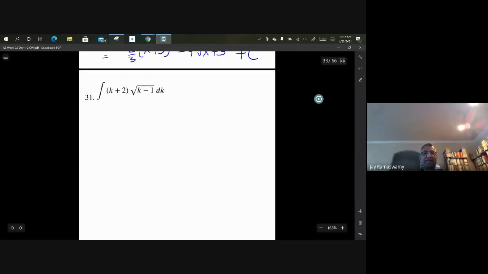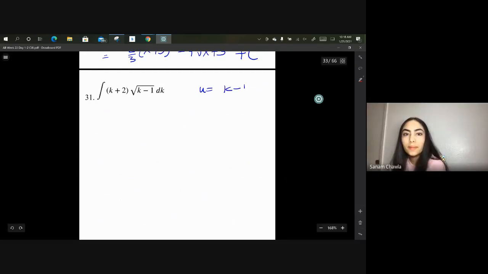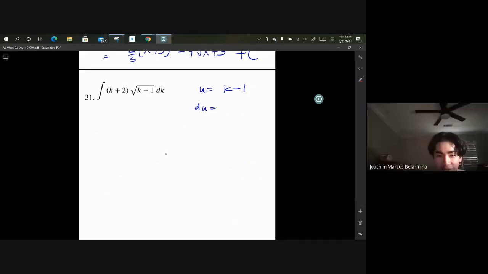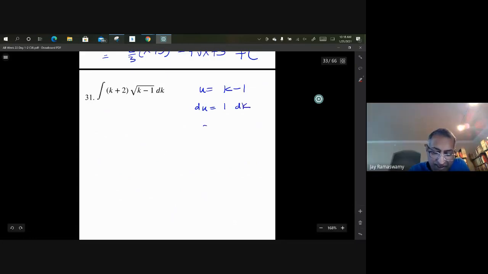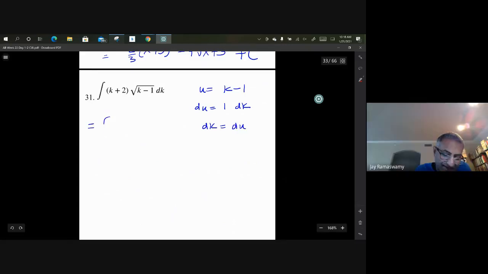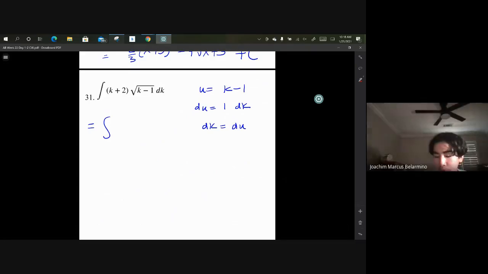Okay, everybody, write down 31. I want to see if learning happened in the previous problem. u equals, therefore du equals 1, just 1, dk. Therefore dk equals du. So the integral becomes, okay, for the kids with advanced skills, we can write k as u plus 1. Very smart.